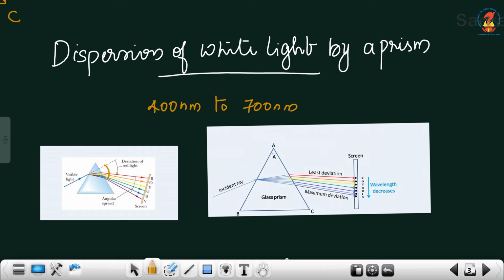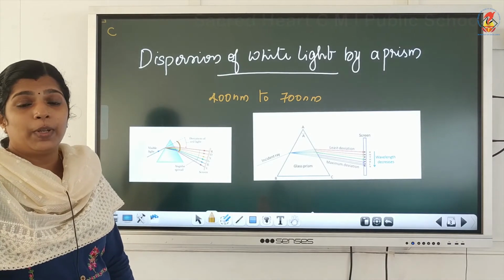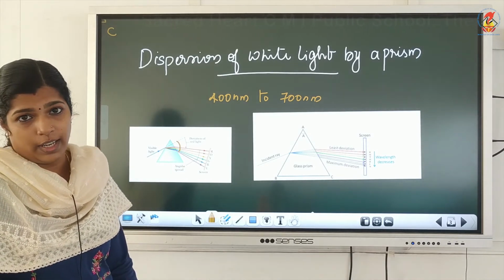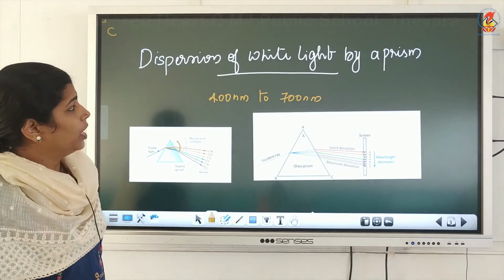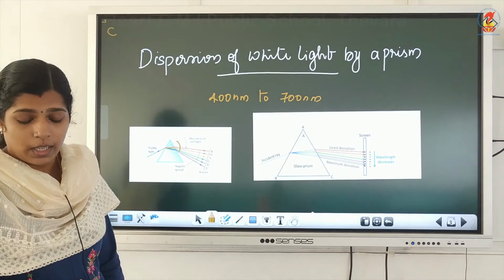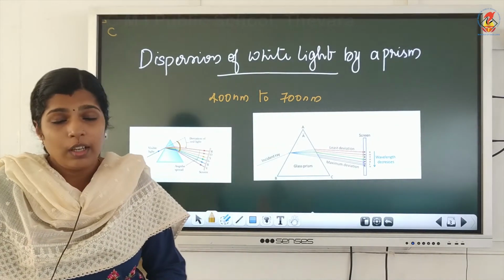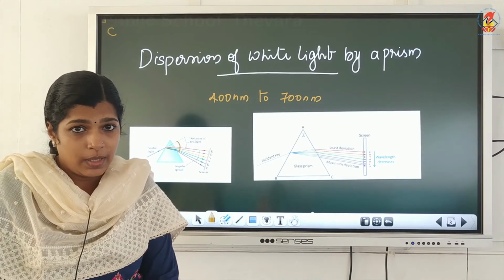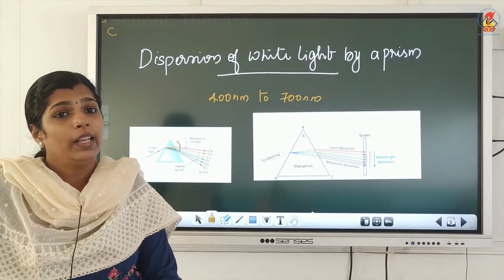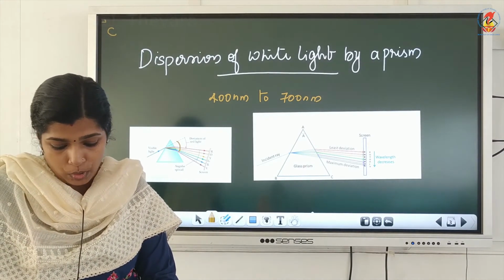Violet will have one wavelength, red will have another wavelength. So, when white light passes through a glass prism, it will split up into its different colors. That is known as dispersion of white light. The red color will bend the least and the violet color will bend the most.